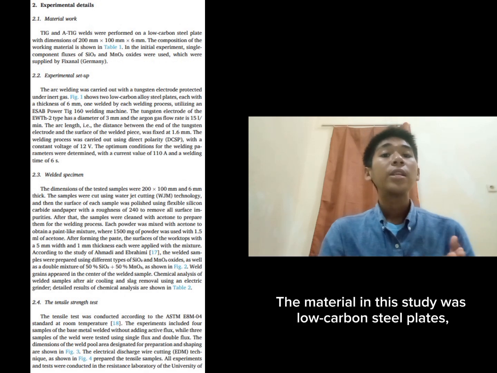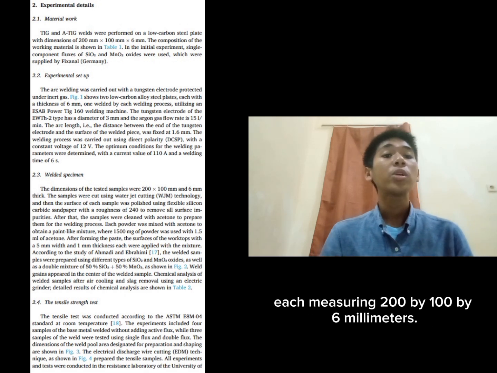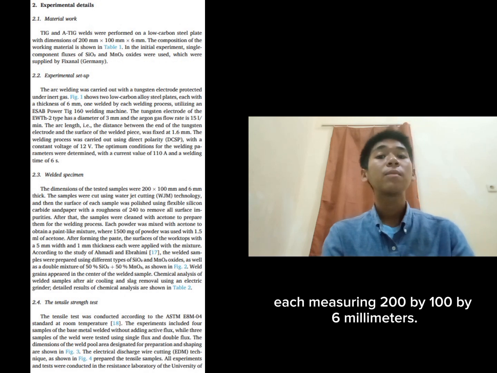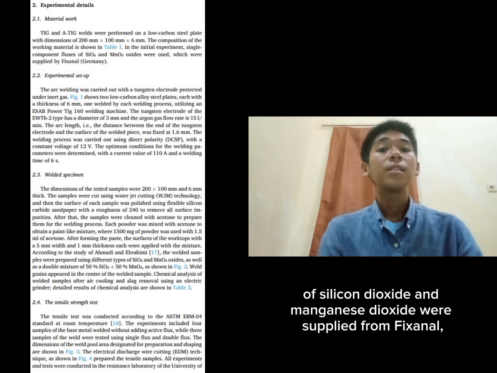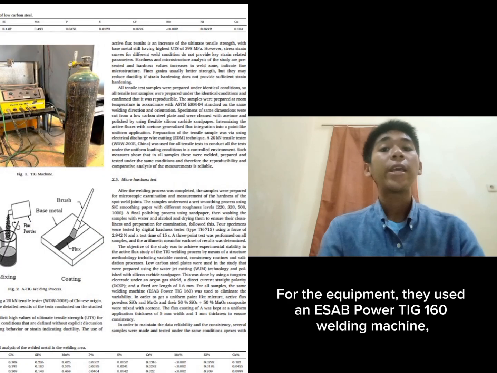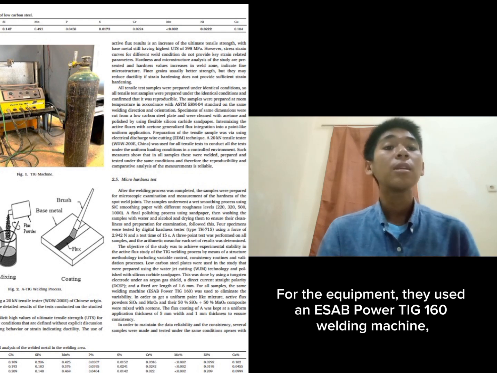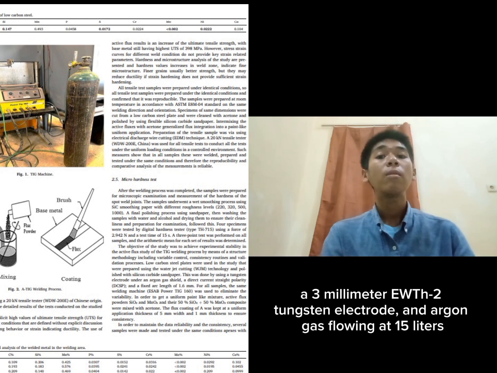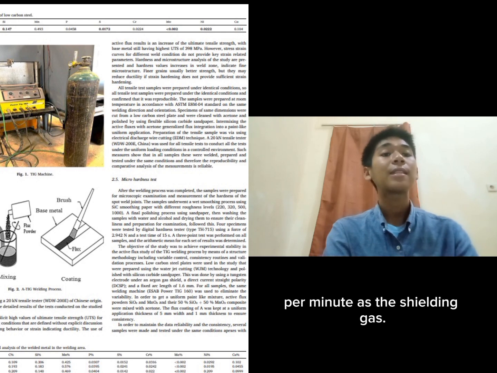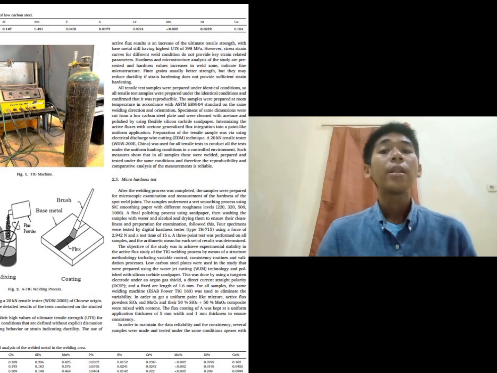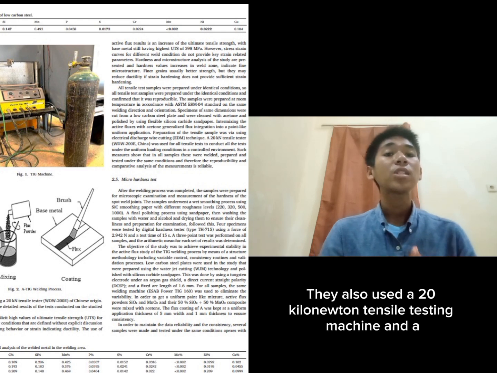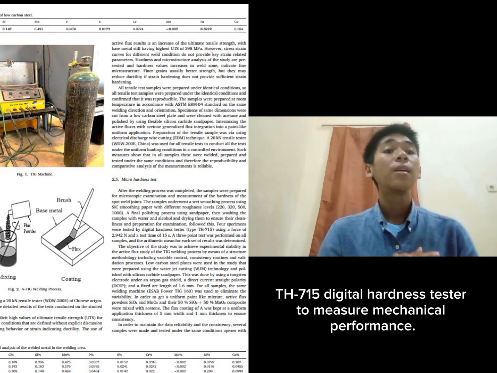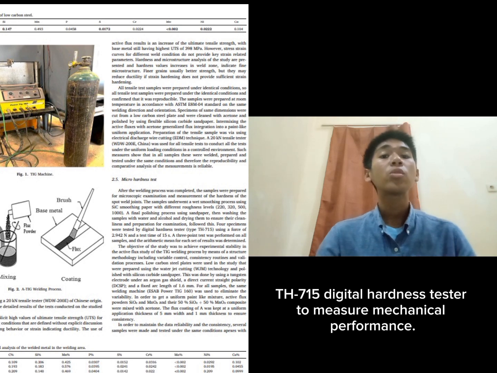The material in the study was low-carbon steel plates, each measuring 200 by 100 by 6 mm. The flux powders of silicon dioxide and manganese dioxide were supplied from Vixanal, Germany. For the equipment, they used an ESAB Power TIG 160 welding machine, a 3 mm EWTH2 tungsten electrode, and argon gas flowing at 15 liters per minute as the shielding gas. They also use a 20 kN tensile testing machine and a TH715 digital hardness tester to measure mechanical performance.